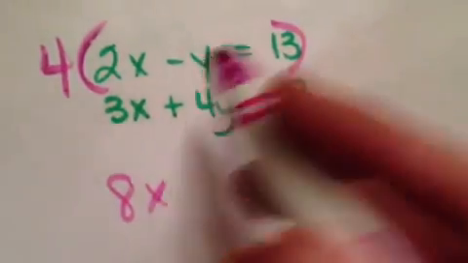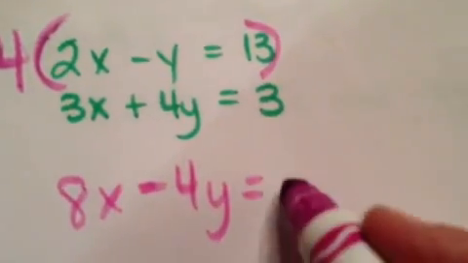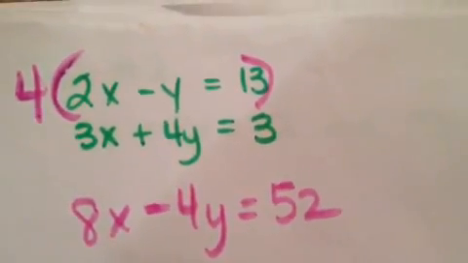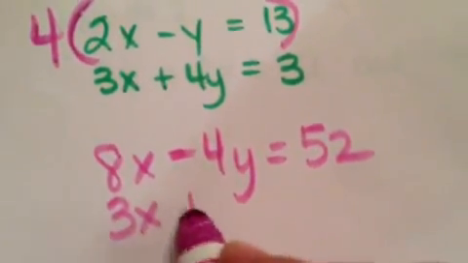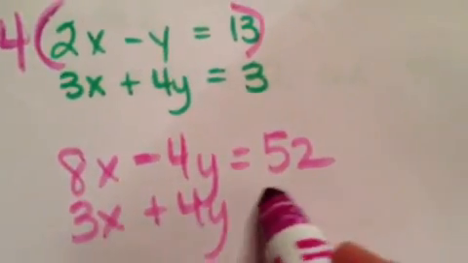4 times a negative y is negative 4y. And 4 times 13 is what, 52? I want to make sure I got that right. So I'm going to take that other equation that I originally had, this one right here, and I'm just copying it right below it.